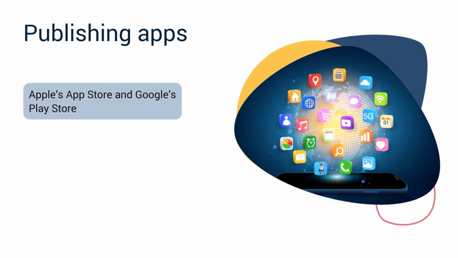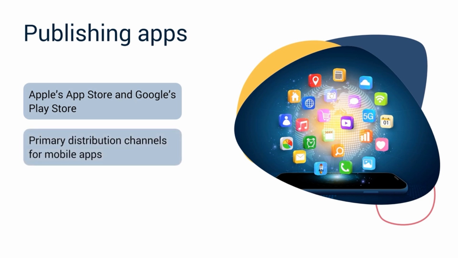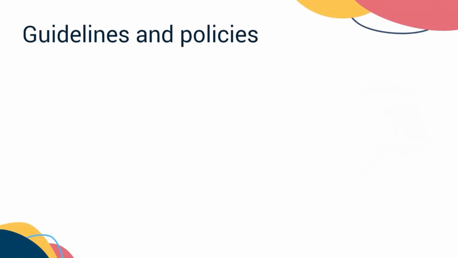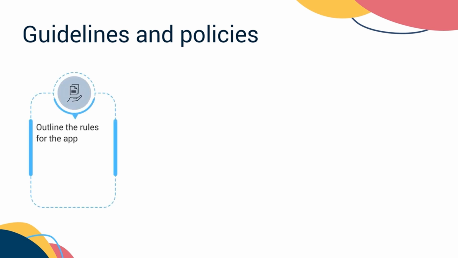You'll most likely use Apple's App Store and Google's Play Store, the two primary distribution channels for mobile apps on iOS and Android devices. Publishing your app on these platforms not only gives you visibility, but also establishes credibility and trust with your audience. The App Store Review Guidelines and Google Play Developer Policies outline the rules your app must follow to be approved.